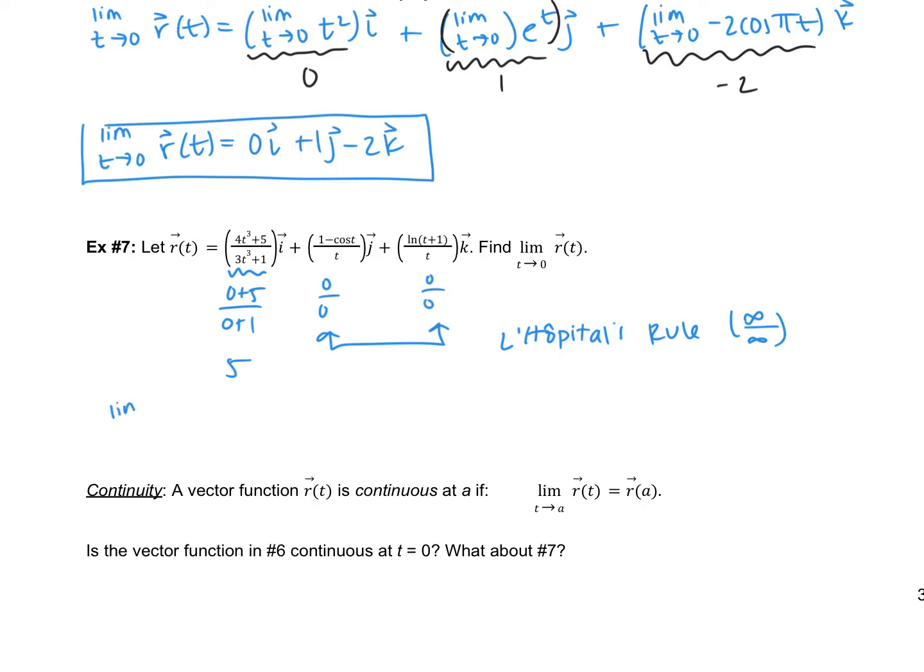Okay, so what I'm going to do then is I'm going to take the limit as t approaches 0 of r of t. And that first function stays the same. The second one, because it's 0 over 0, I'm going to take the derivative. So I get sine of t over 1. And then the third function, again, I got 0 over 0, so I'm going to take the derivative. Now if I take the limit of each individually, we already knew we got a 5. Now if I substitute in 0 here, I'm going to get 0. And if I substitute 0 in here, I'm going to get 1.